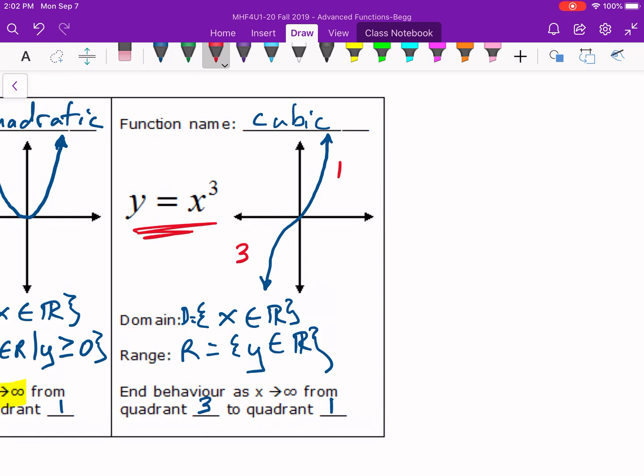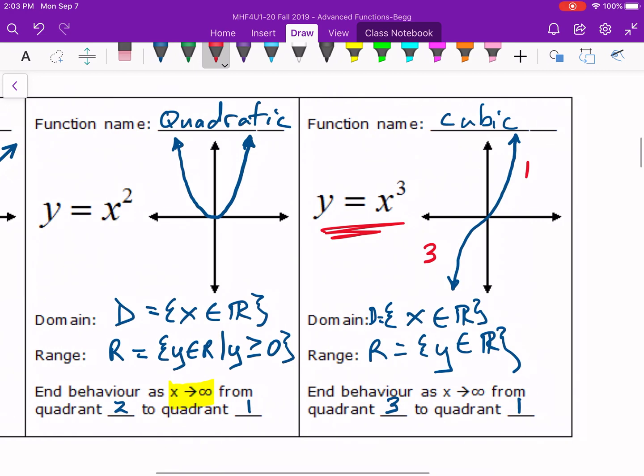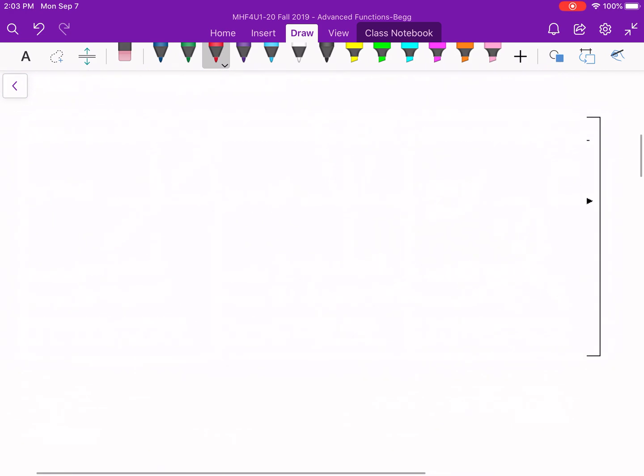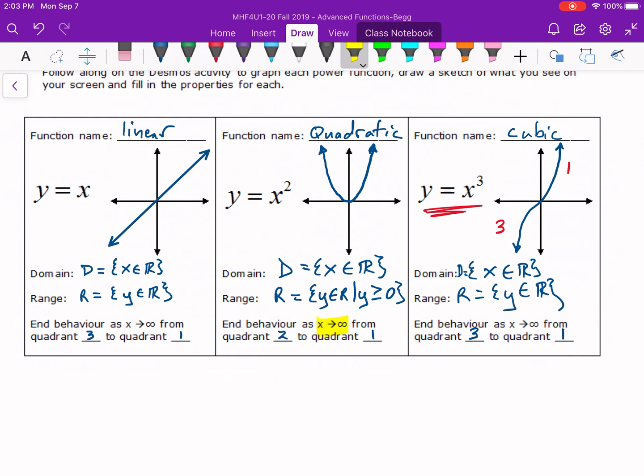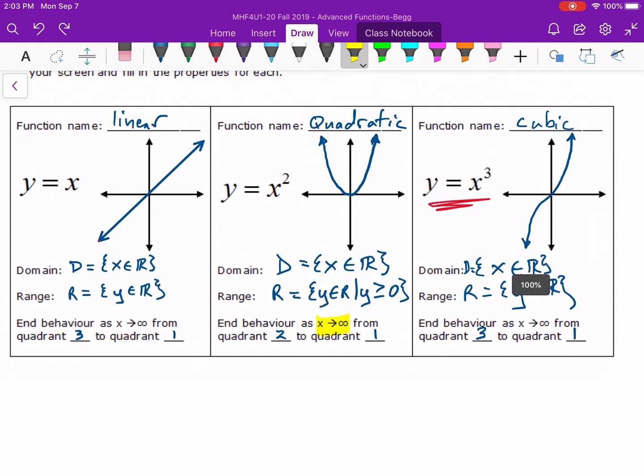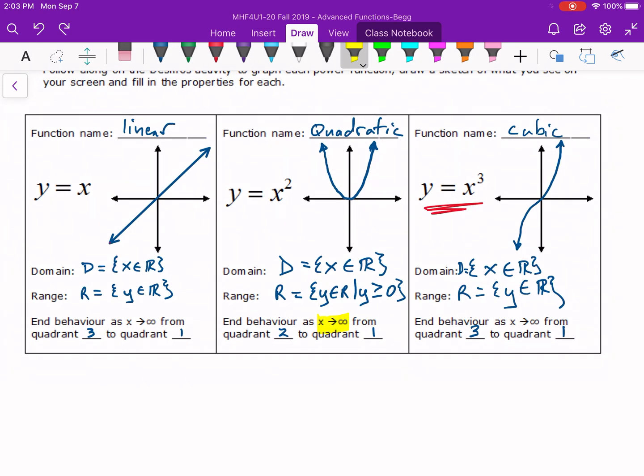As far as the domain and range goes, I skipped over that. Well, again, we can see there's no breaks in the graph. It's going to cover all the x values. It's very similar to the linear one, except that it's got a curve in it, right? If you look at this graph compared to this graph, they're doing very similar things, except that the cubic one has got a curve built into it. And so it's got the same domain as the linear one, the same range as the linear one, and the same end behavior, quadrant 3 to quadrant 1.